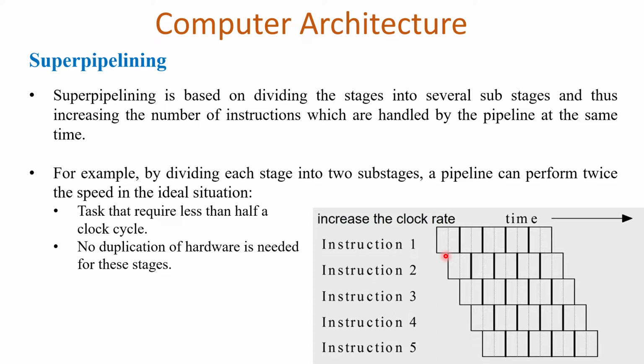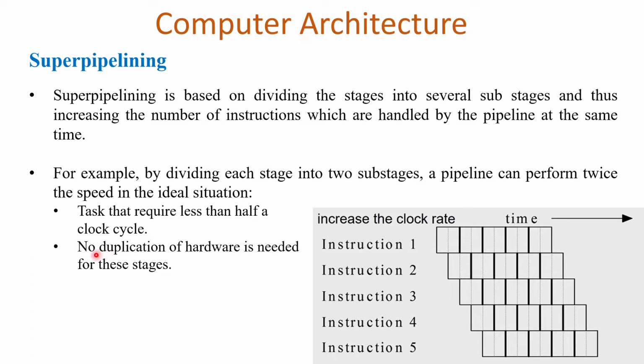So that means basically what we are doing, we are trying to use one clock cycle for 2 instructions. Or in other words, you can say that our instruction can be completed now in t by 2 clock cycles, if we consider t is some amount of time with respect to the clock cycle. And that is what is actually given over here, the task that requires less than half a clock cycle.